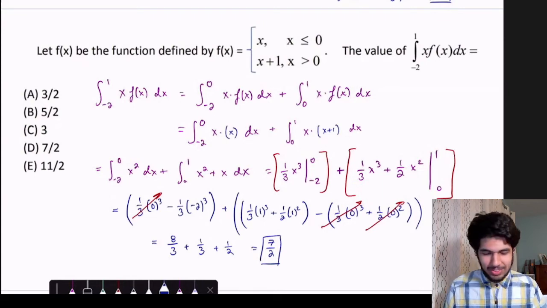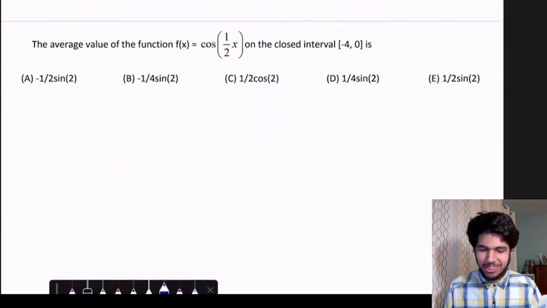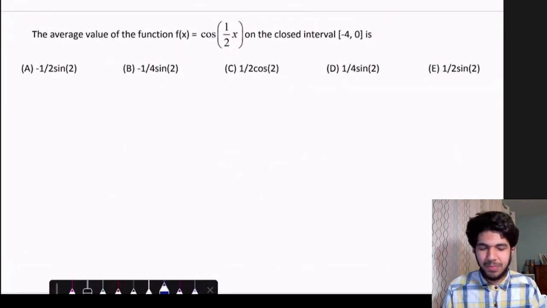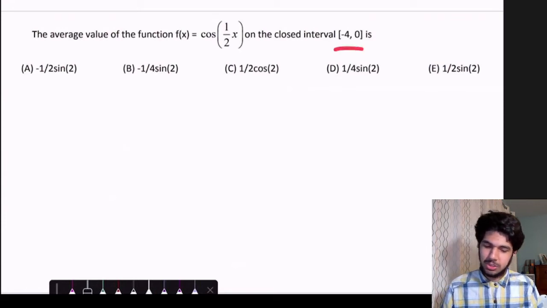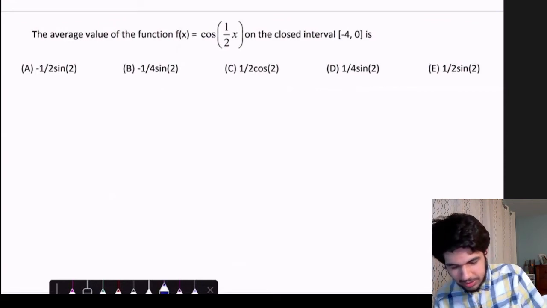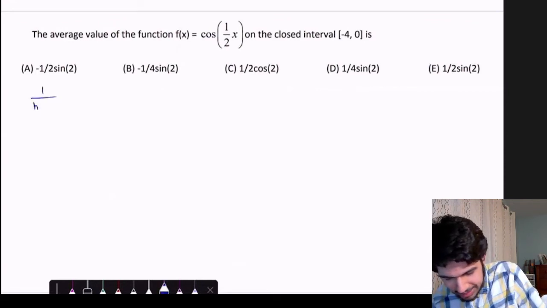Excellent. So now we'll move on to something a little bit more daunting. We have a cosine function, and we're trying to find the average value of this function. So we're given an interval, which is always nice. We're given our function, and we want to find the average value. So I'll just write down that equation again. It's 1 over (b minus a), integral from a to b of f of x dx.